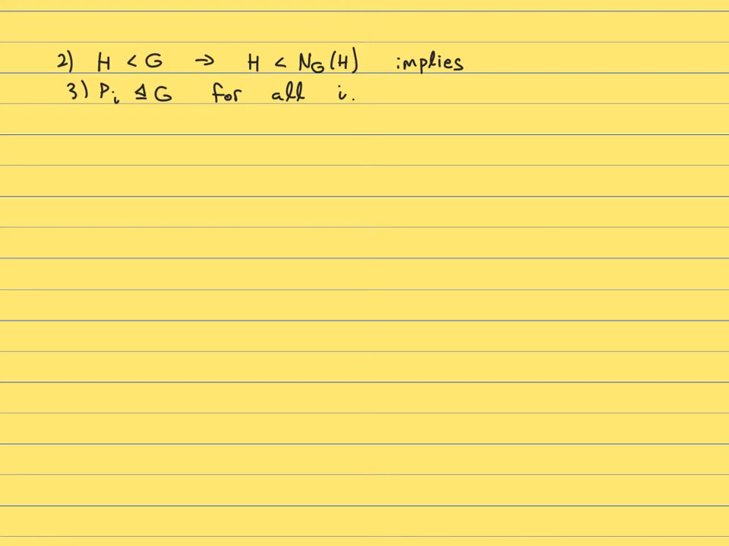Next, we show 2 implies 3. I'm going to go ahead and actually state what those assumptions are. The second assumption was that every proper subgroup is also a proper subgroup of its normalizer. And the third statement was that every Sylow subgroup is normal in G. One thing you immediately observe, of course, is that P_i must be a proper subgroup of its normalizer. So let's see if we can work through all the different consequences.